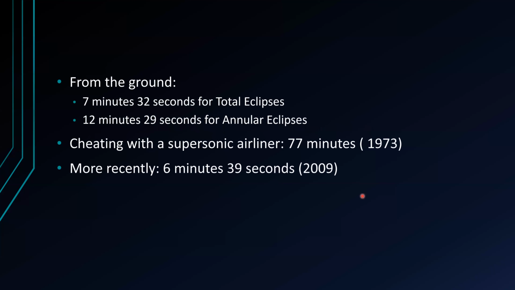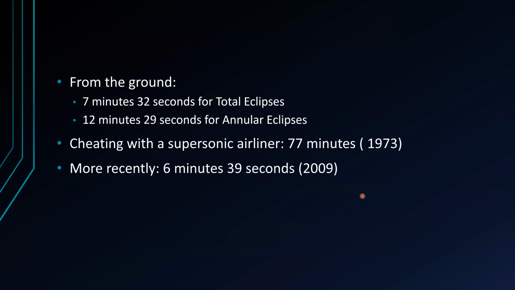If you were on the ground, the longest possible period of totality for a total eclipse is about 7 minutes and 32 seconds. And for annular eclipses, the longest period of annularity is about 12 minutes and 30 seconds, if you aren't moving, if you're just staying stationary on the Earth.